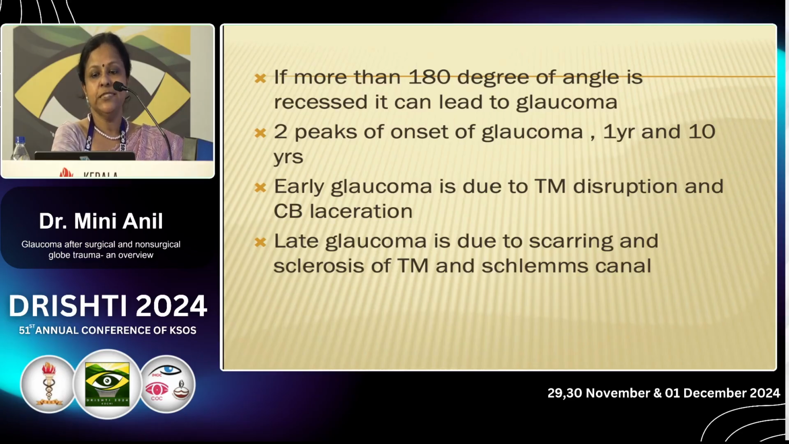There are two peaks of onset of glaucoma, at 1 year and 10 years. Early glaucoma is due to trabecular meshwork disruption and ciliary body laceration. And late glaucoma is due to scarring and sclerosis of the trabecular meshwork and Schlemm's canal.